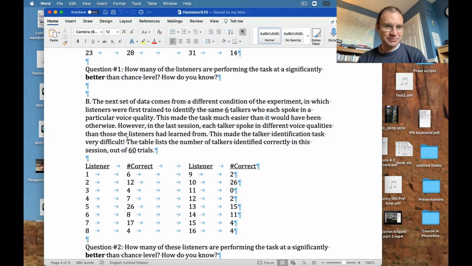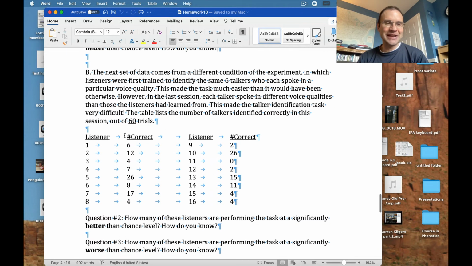But the trick for this experiment was that in the last session, each talker spoke in a different voice quality than the listeners have learned from. So the person who's always speaking breathy, all of a sudden maybe goes to creaky voice like this, and they might sound different. And in fact, it does. So the listeners had a difficult time making that sort of transition or generalization for the speakers' voices.